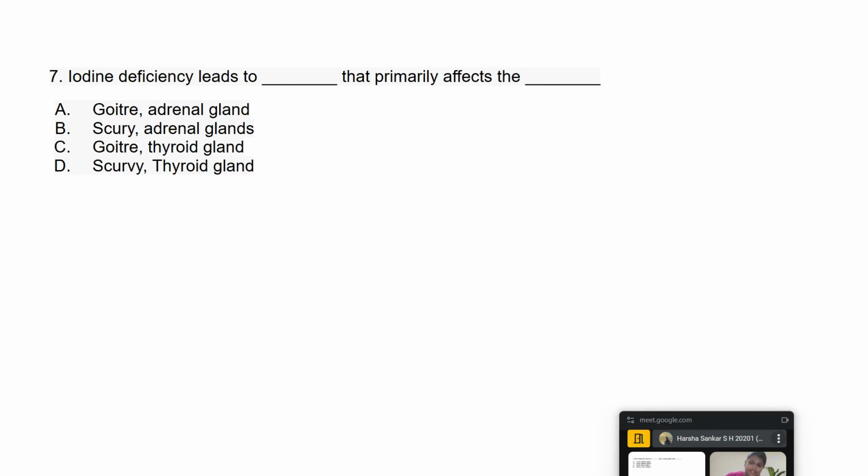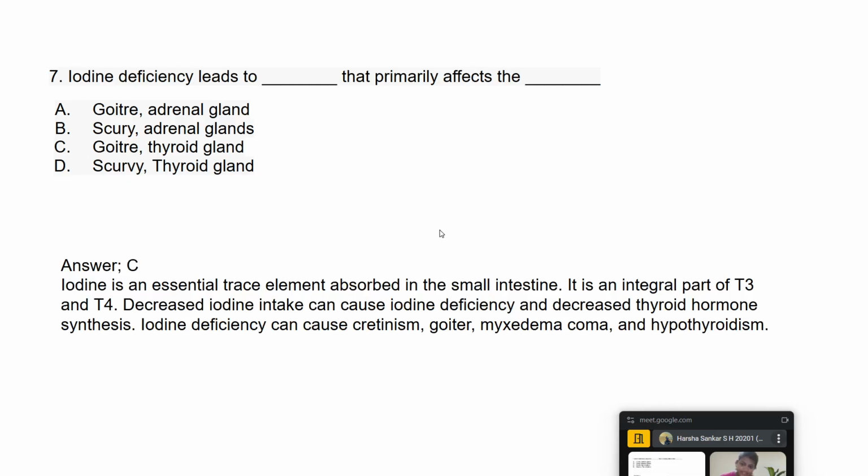Okay, that is the correct answer. Iodine deficiency leads to goiter, which primarily affects the thyroid gland. Iodine is the main element required for the production of both T3 and T4 hormone. So with iodine deficiency, enough T3 and T4 cannot be synthesized, which will lead to cretinism, goiter, myxedema coma, and hypothyroidism. So all these types of conditions can occur from deficiency of iodine.